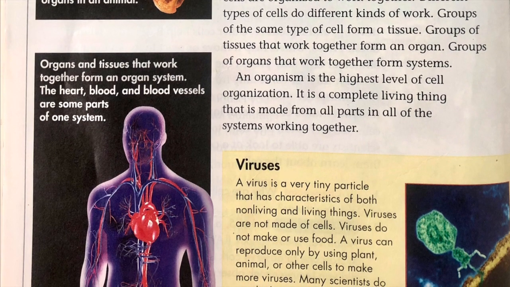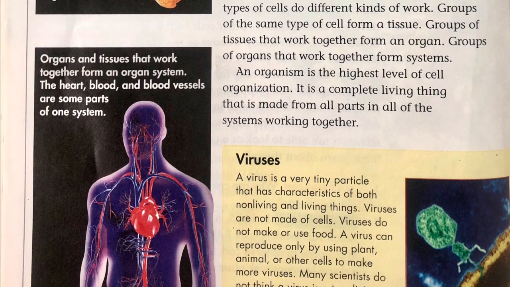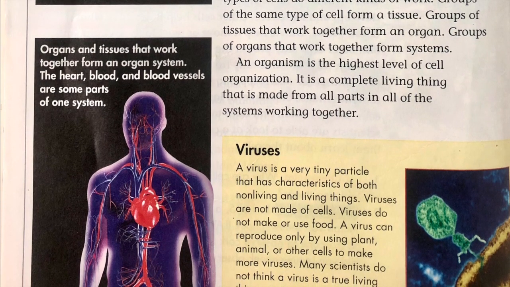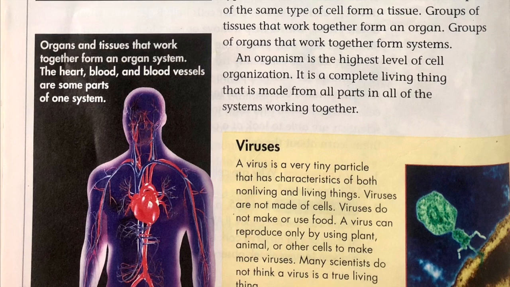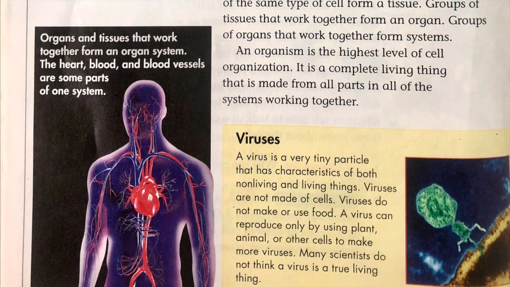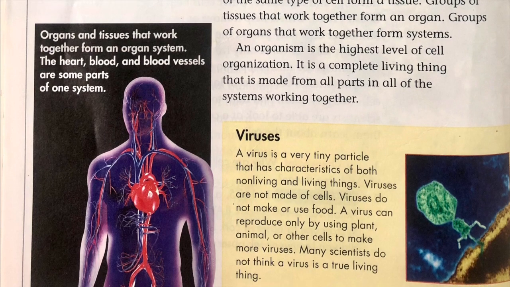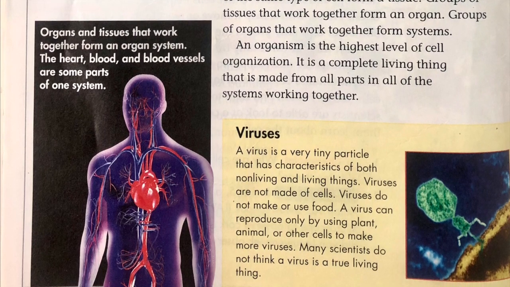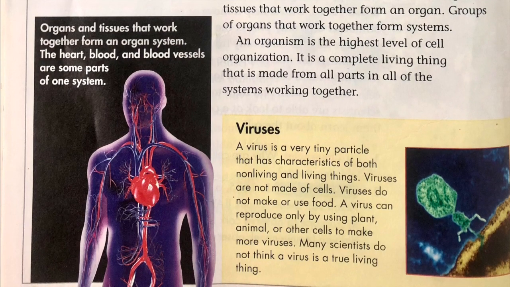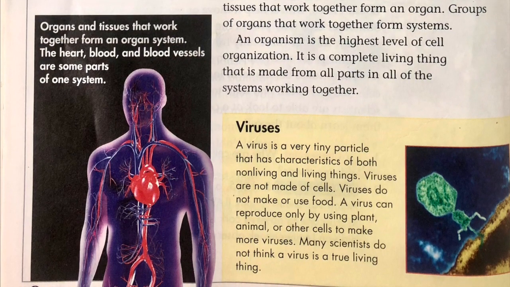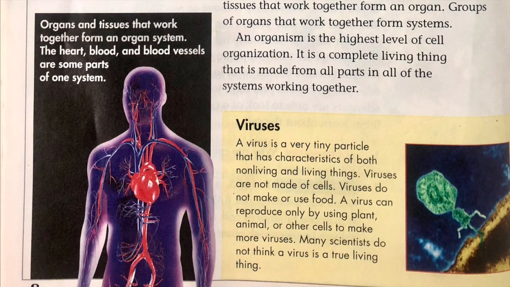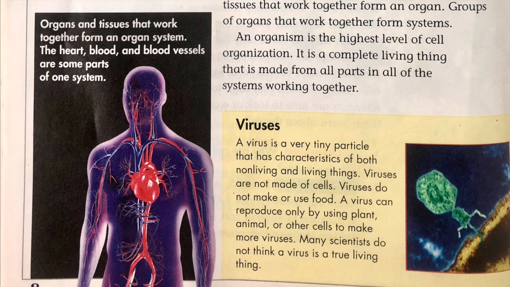So it's kind of like different levels. So there at the bottom, it says viruses. A virus is a very tiny particle that has characteristics of both non-living and living things. Viruses are not made of cells. Viruses do not make or use food. A virus can reproduce by only using plant, animal, or other cells to make more viruses. Many scientists do not think a virus is a true living thing.